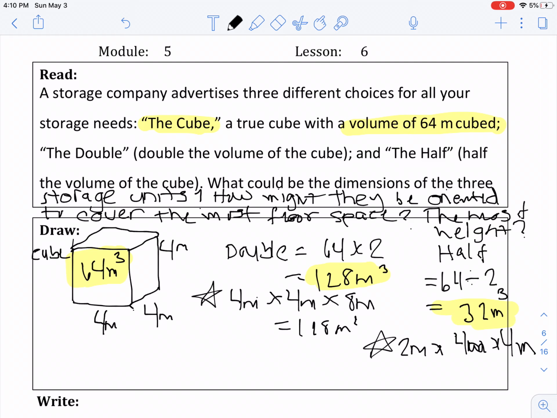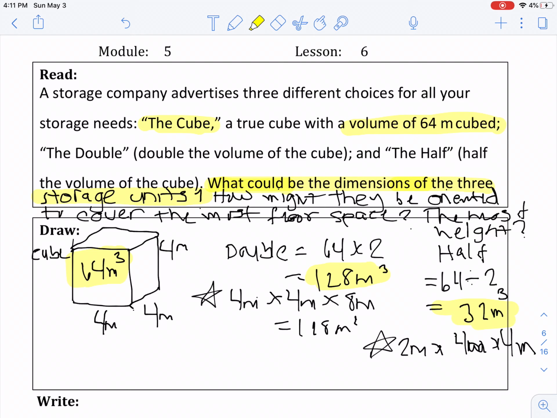And then it talks about those are dimensions that we could have, so that's answering that first question there. What could the dimensions be of the 3 storage units? Those are the dimensions. And then how might they be oriented to cover the most floor space and the most height?